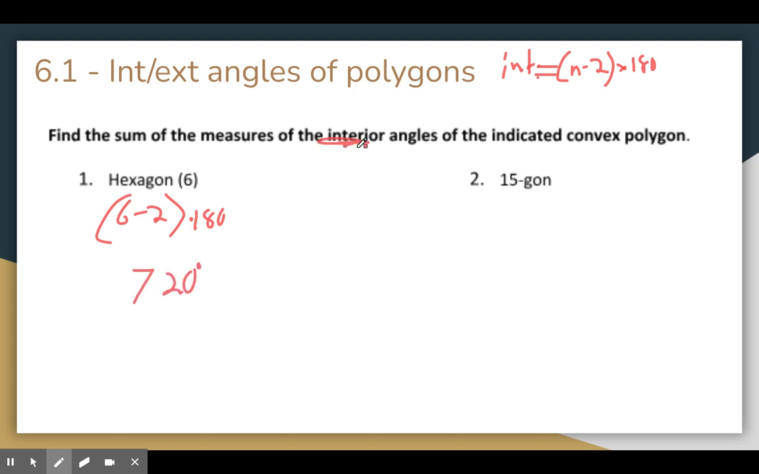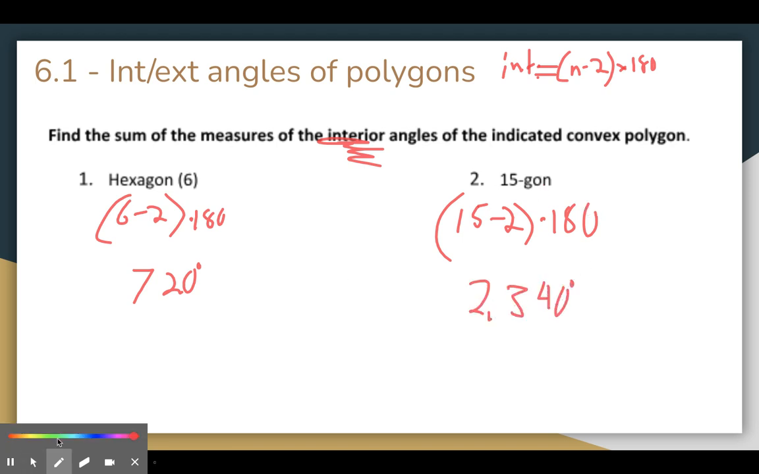Remember, interior angles. And a 15-gon, where n is 15, n is the number of sides, so then we end up with 15 minus 2 times 180, which becomes 13 times 180, which is 2,340 degrees in a 15-gon.